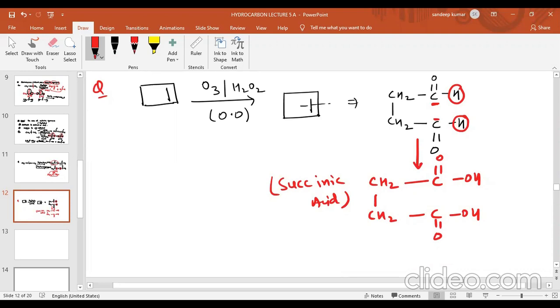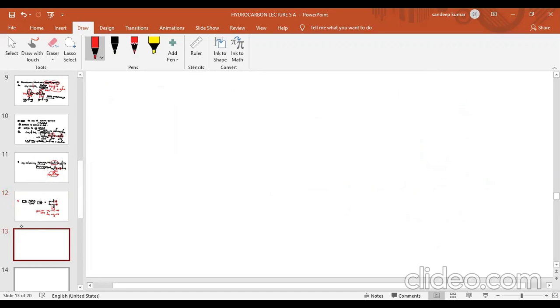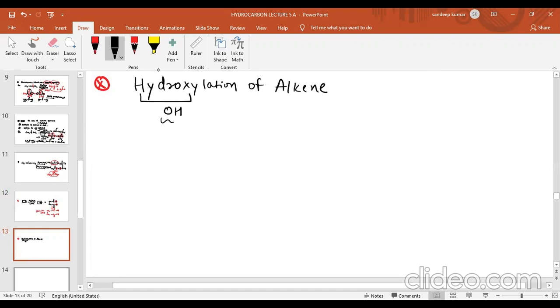Now see the next. We are going to discuss the next chemical property of alkene. The next chemical property of alkene is hydroxylation of alkene. What is hydroxylation of alkene? Hydroxy means introduction of OH group. So on alkene there will be addition of OH group, which is called hydroxylation.